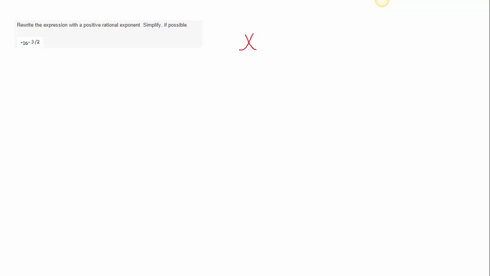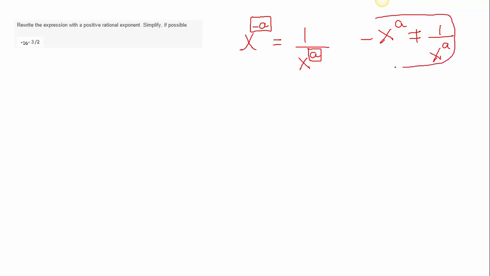So if you have an x to a negative exponent, you can make it positive by moving it to the denominator. Okay? It becomes positive. So make sure it's the negative exponent that will change to a positive exponent. It's not something like this. This does not equal 1 over x^a, right? Please make sure you understand the difference.